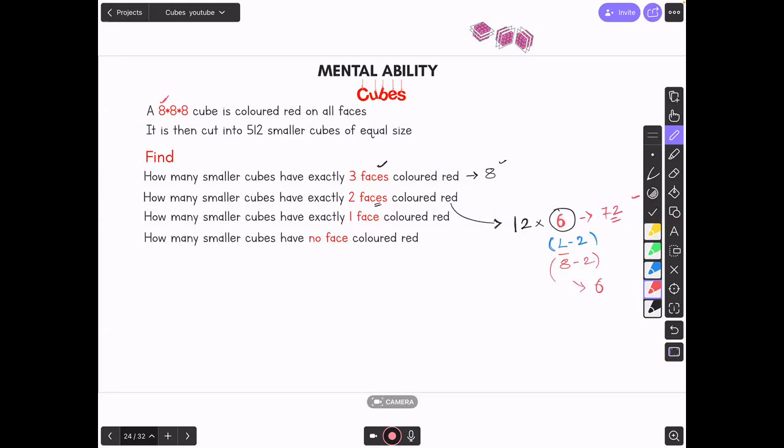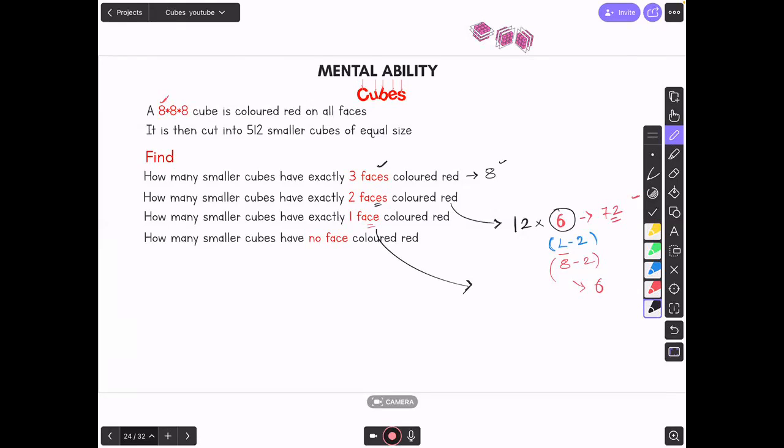Okay, next comes one face colored red. अब one face colored red कहाँ मिलेगा? Where do you find it? On the face, right? So 6 such faces. 2, 4, 6. Okay, Shreyansh, you can speak once I'm done.